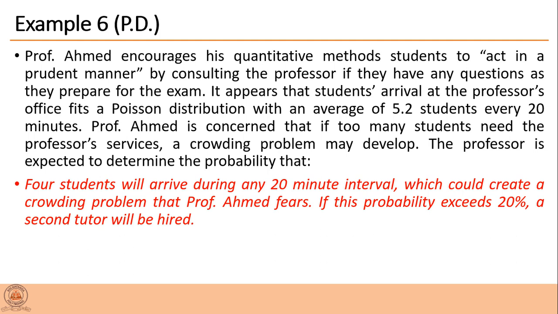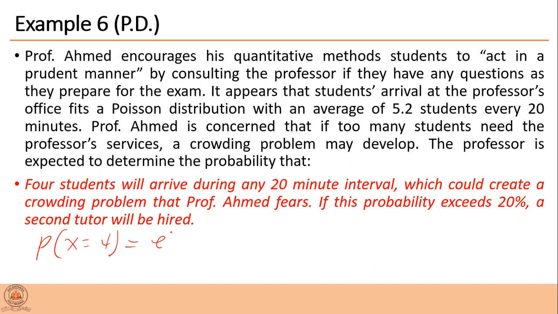So the professor is expected to determine the probability that 4 students will arrive during any 20-minute interval, which could create a crowding problem that Professor Ahmed fears. If this probability exceeds 20%, a second tutor or second professor will be hired. Let's examine this probability at x equals 4.